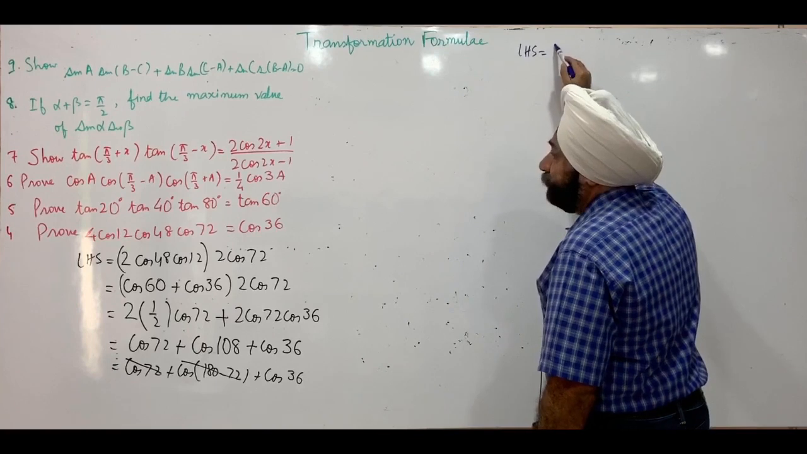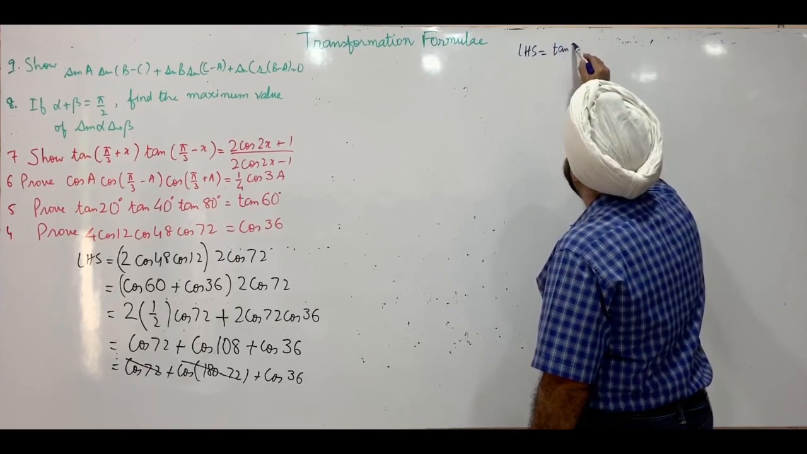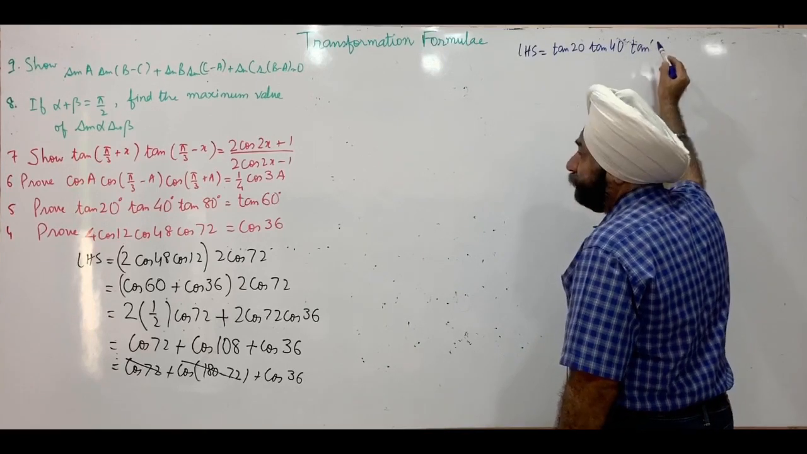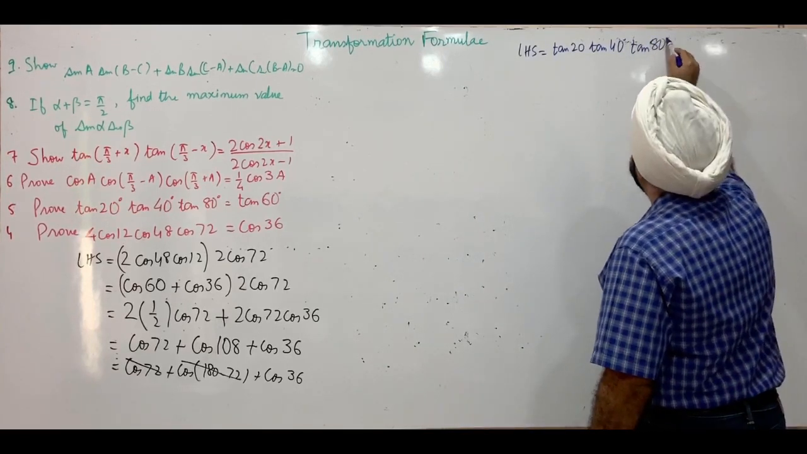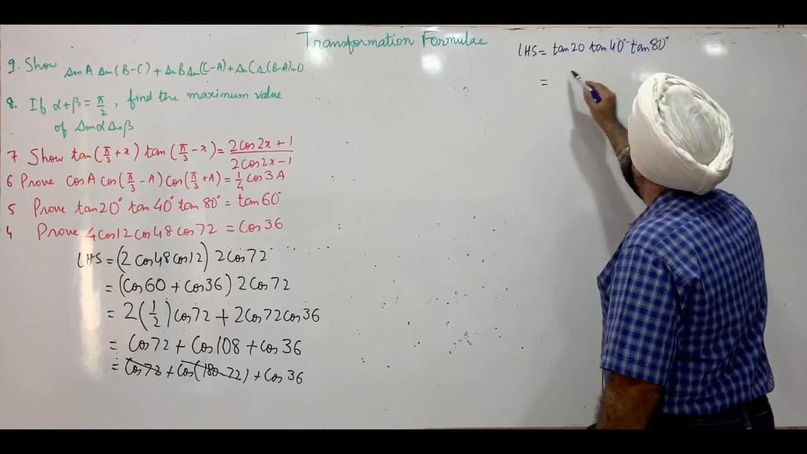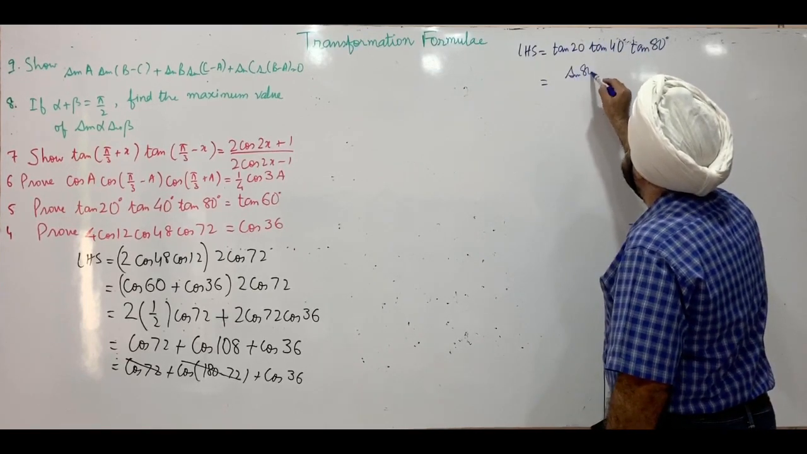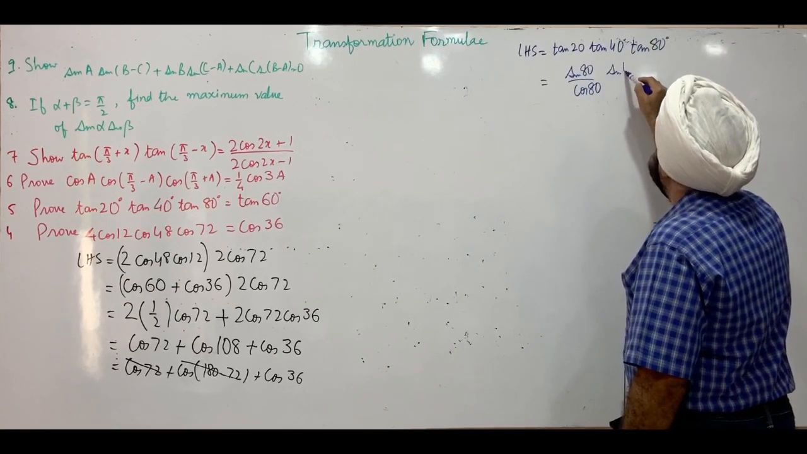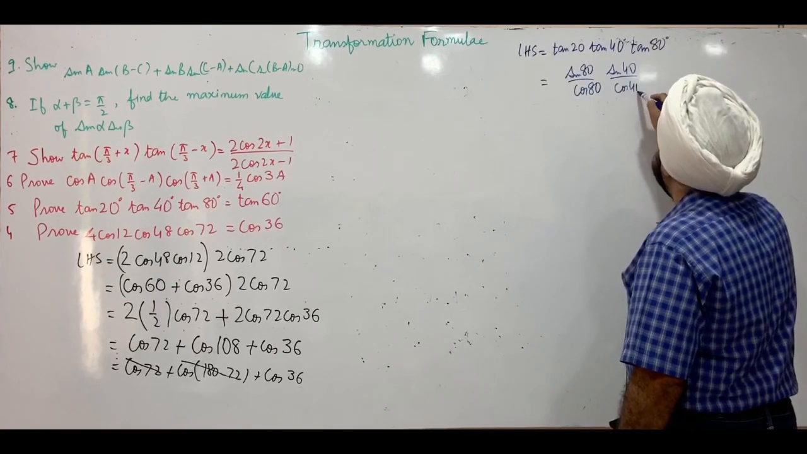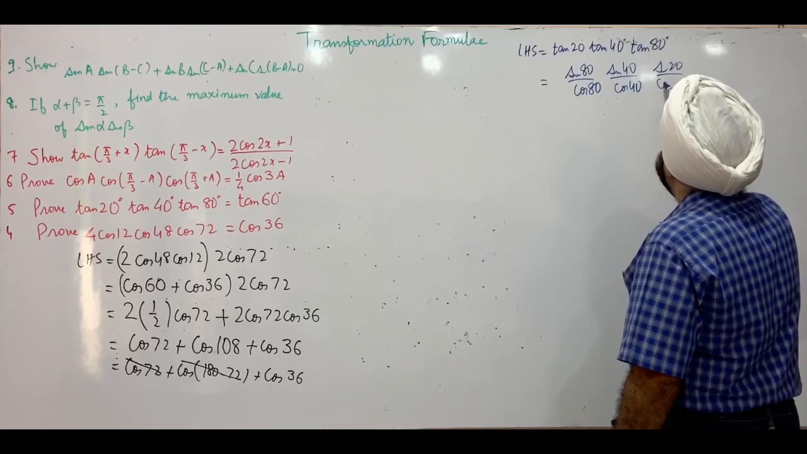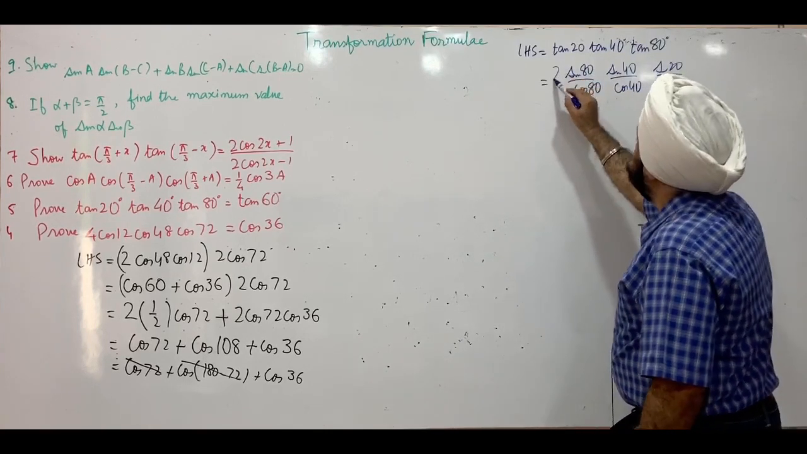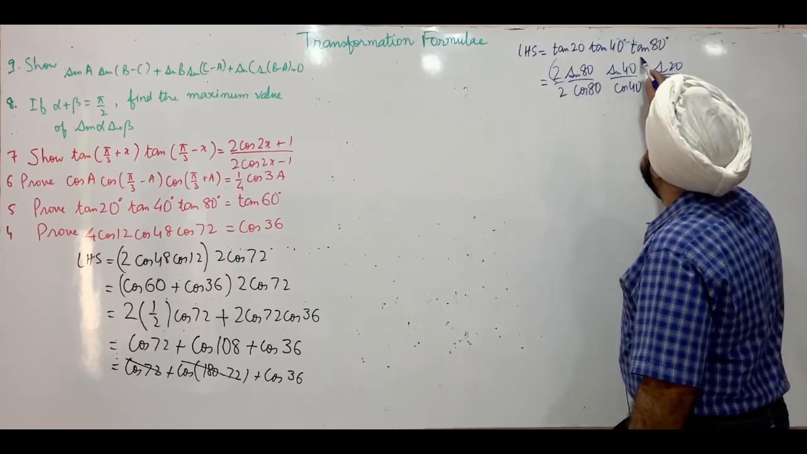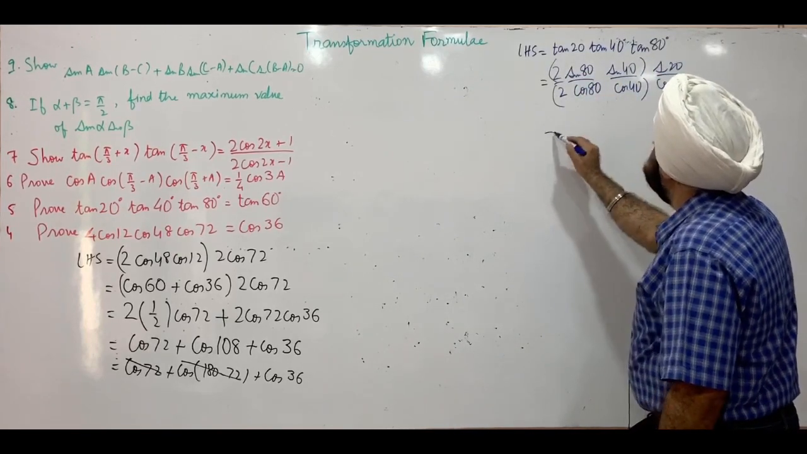So left hand side, this is tan 20 degrees into tan 40 degrees into tan 80 degrees. This can be written, tan 80 is sin 80 upon cos of 80. This is sin 40 upon cos 40. This is sin 20 upon cos 20. Multiply by 2, divide by 2. This is 2 sin A sin B. This is 2 cos A cos B.